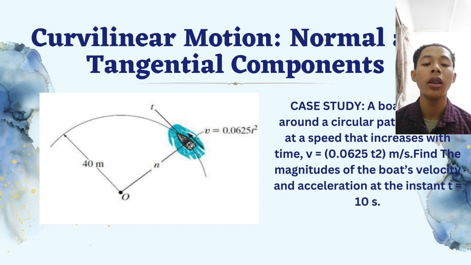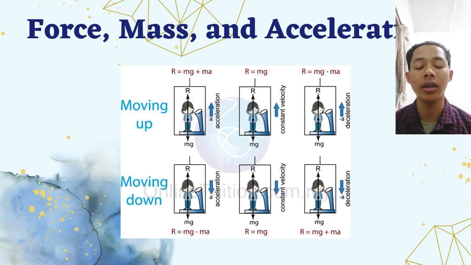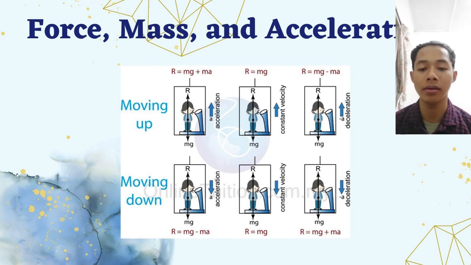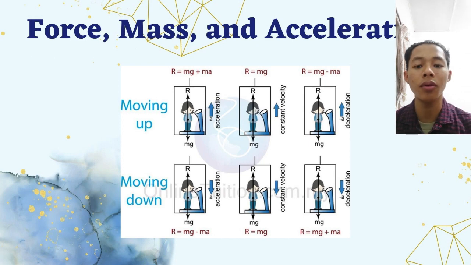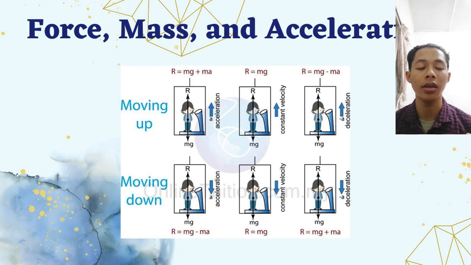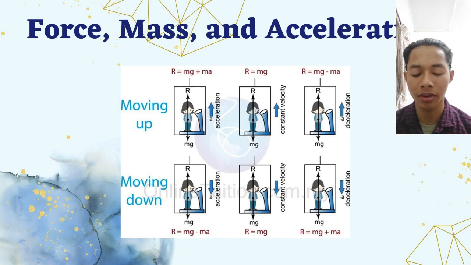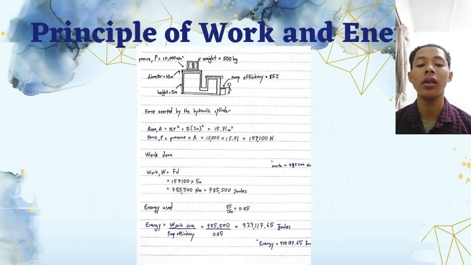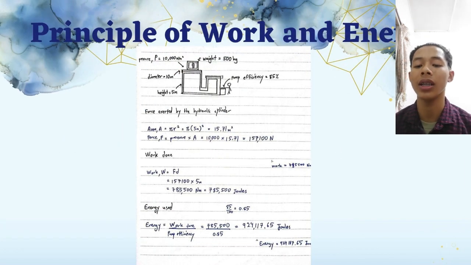Moving on, let's discuss the relation between force, mass, and acceleration. According to Newton's second law, force is equal to mass times acceleration. This relation is vital in engineering applications such as elevator system. By understanding this concept, we can design safe and efficient elevator system by determining the force requirements, carrying capacity, and proper acceleration.